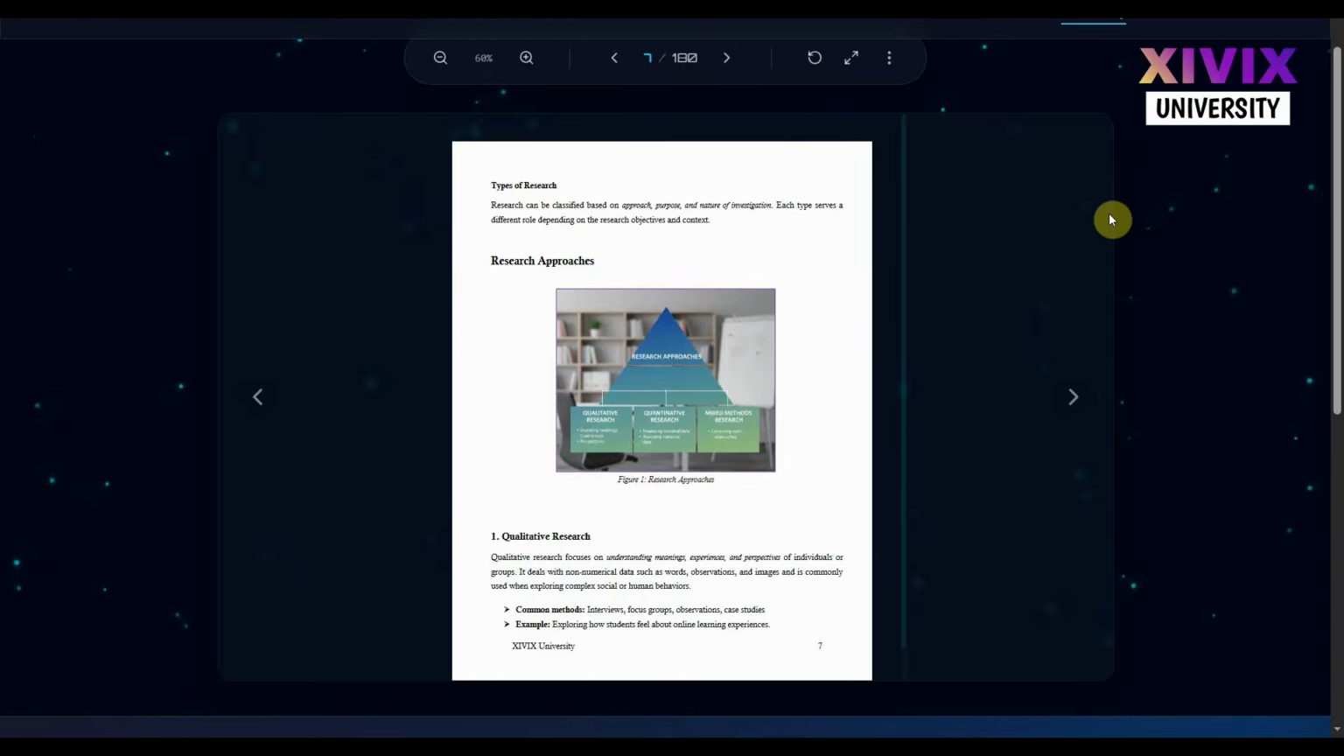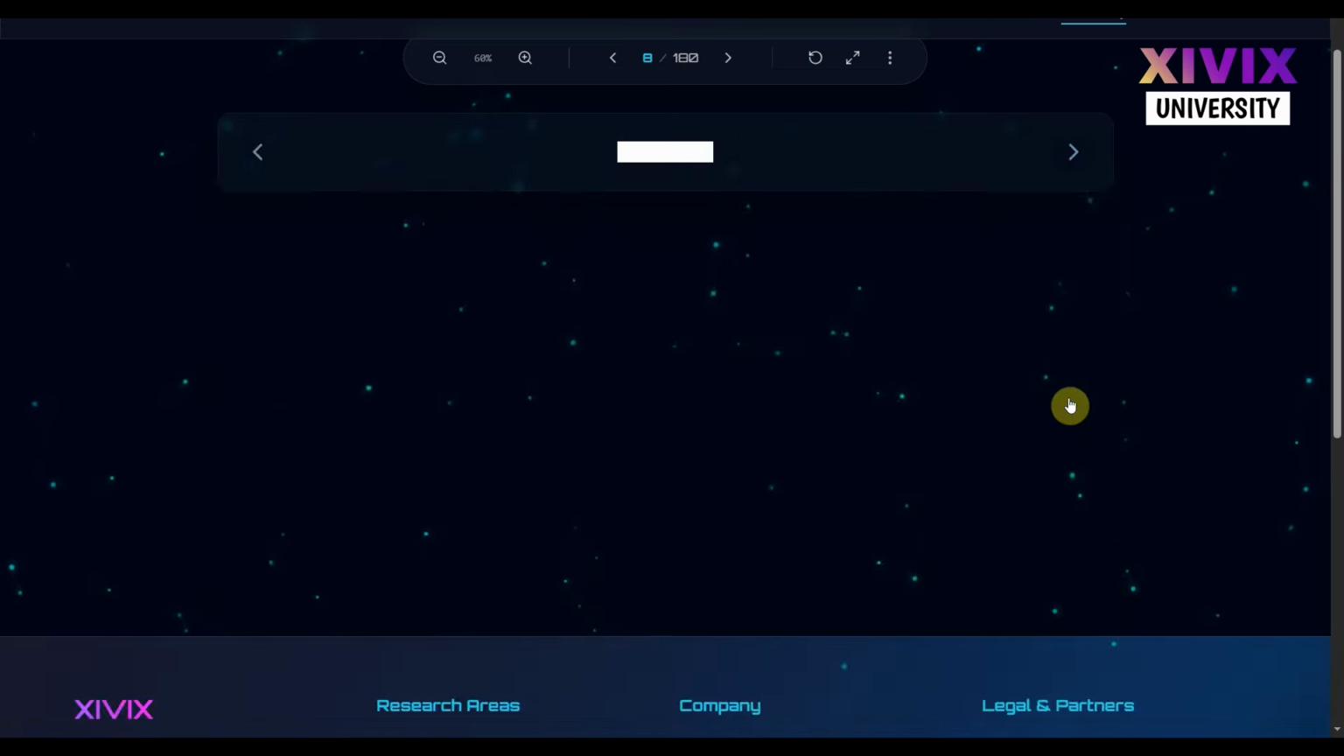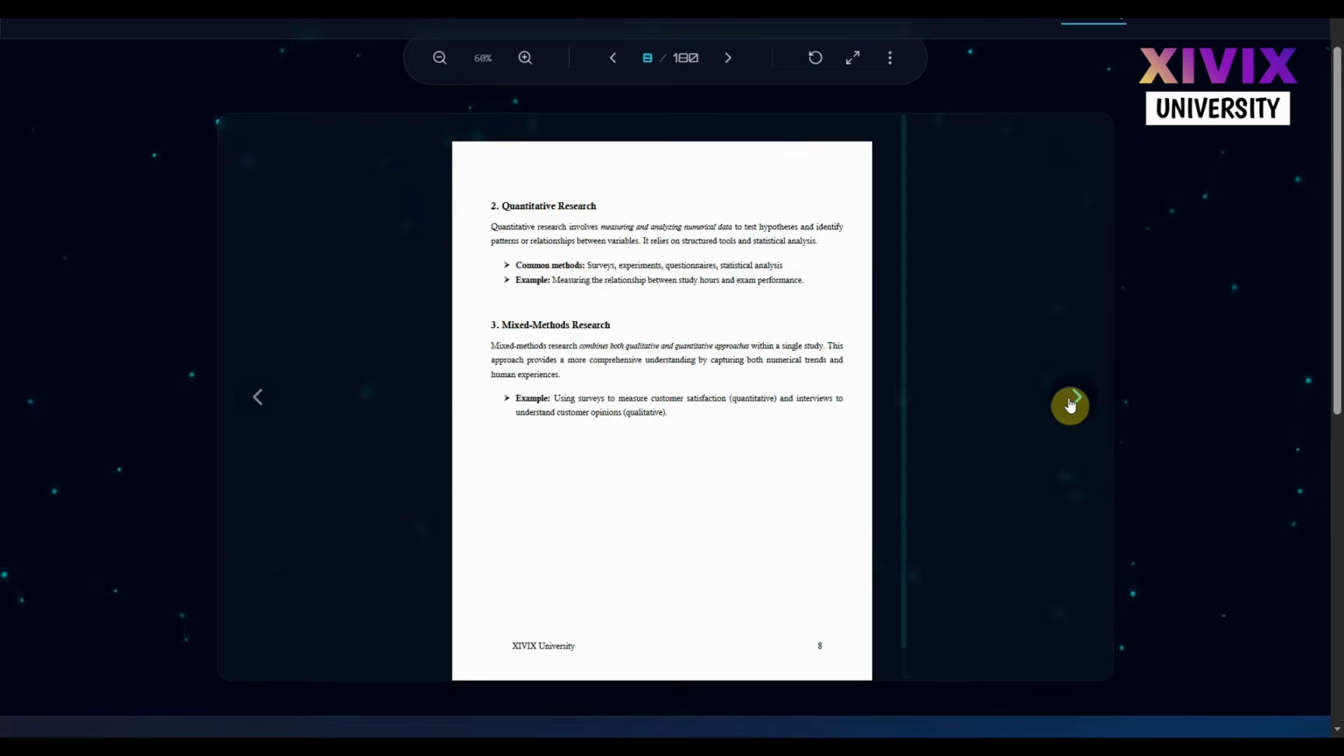And here we have an example on qualitative research, exploring how students feel about online learning experiences. And next we have quantitative research. So quantitative research is basically the complete opposite of the qualitative research.